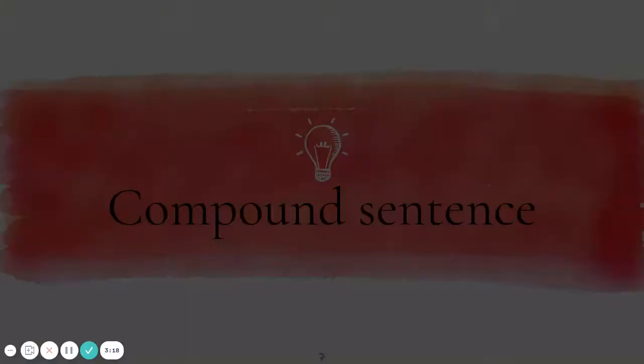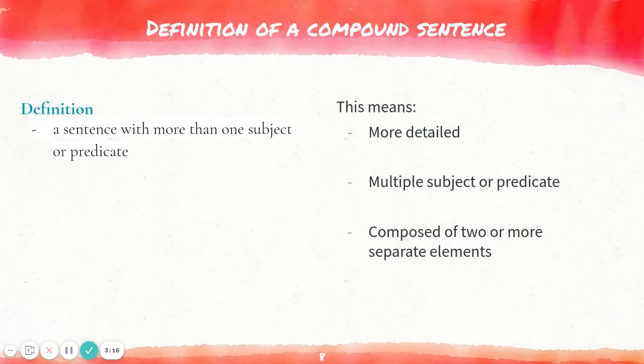Compound sentence. Definition of a compound sentence: a sentence with more than one subject or predicate. This means it's more detailed than the simple sentence. There are multiple subjects and predicates, not like the simple sentence, which has only one of each. There it is multiple, and it's composed of two or more separate elements.